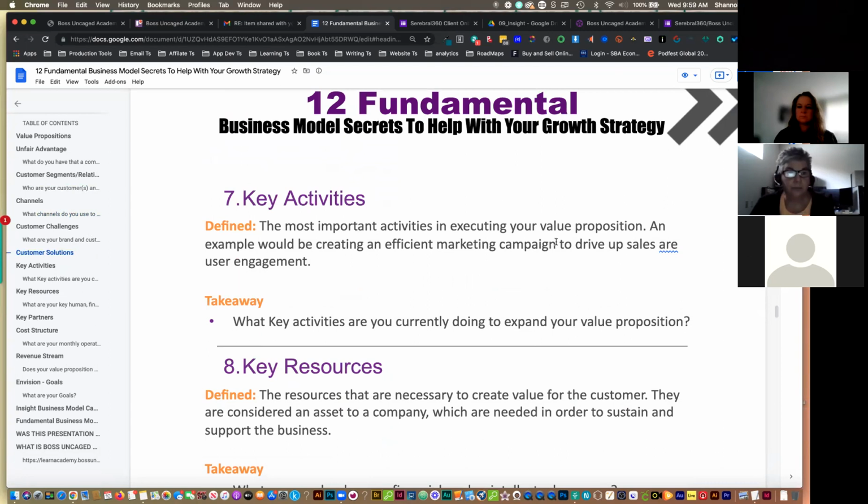So the second half, right, we're talking about key activities. So what are you doing on your channels? Are you creating content? Are you creating video? Are you a podcaster? Are you sending out flyers? Like, what do you do on a day-to-day basis that you have to do to maintain your client customers, right? So you have to maintain these key activities.